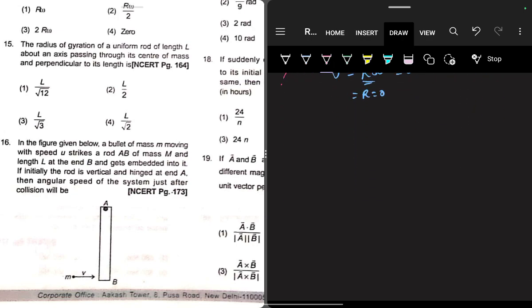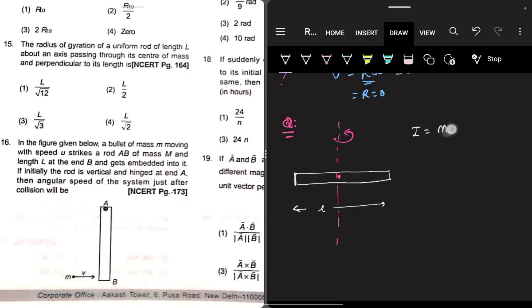Question number 15. The radius of gyration of a uniform rod of length L about an axis passing through its center of mass and perpendicular to its length. So it is very easy. This is the L length rod. Axis passing through its center of mass. Center of mass of this rod is at the middle. We know that the moment of inertia about the midpoint for the rod is given by ml square by 12.